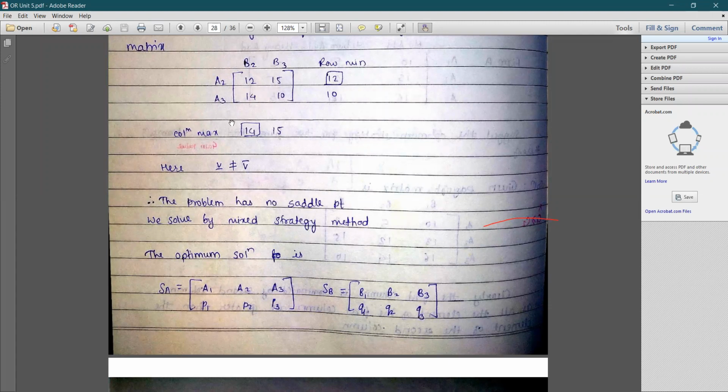In this 2 by 2 matrix the first column B1 is deleted and the first row A1 is deleted, therefore the strategy P1 is equal to 0 and here Q1 is equal to 0 because B1 and A1 are deleted by dominance method. Therefore, P1 plus P2 plus P3 is equal to 1, but A1 row is deleted, therefore P1 is equal to 0. And Q1 plus Q2 plus Q3 is equal to 1, but first column is deleted, therefore Q1 is equal to 0.